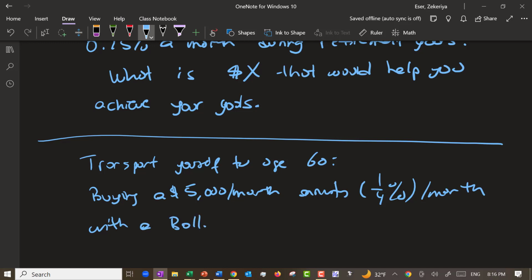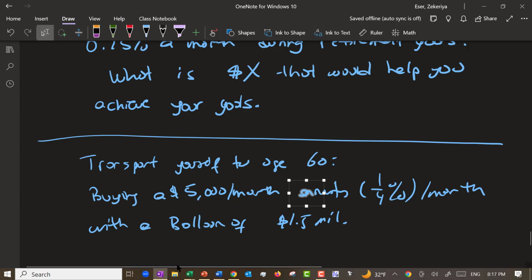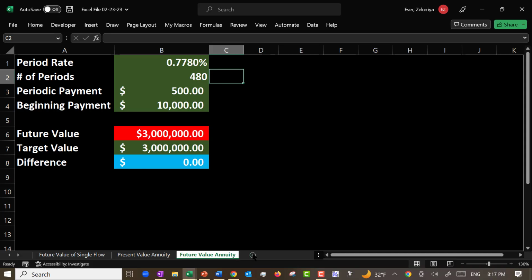with a balloon of 1.5 mil. Do we know how to calculate present value of an annuity? Yes. We have two things. Template for present value of an annuity, template for a future value of an annuity. Okay, let's solve the first problem.